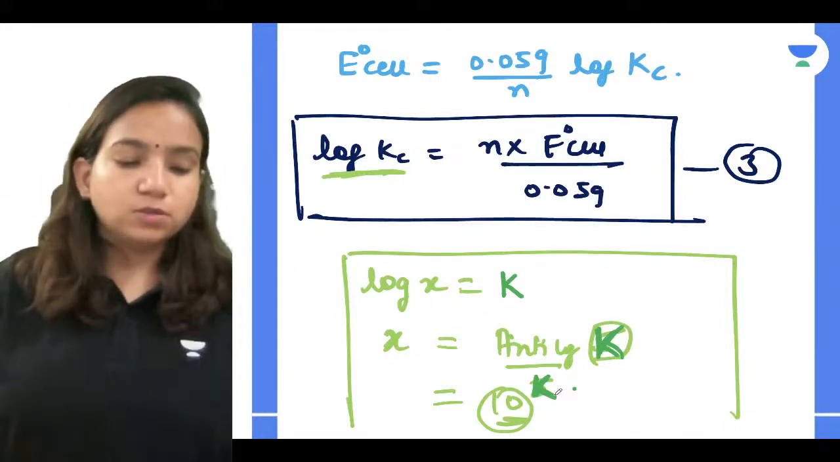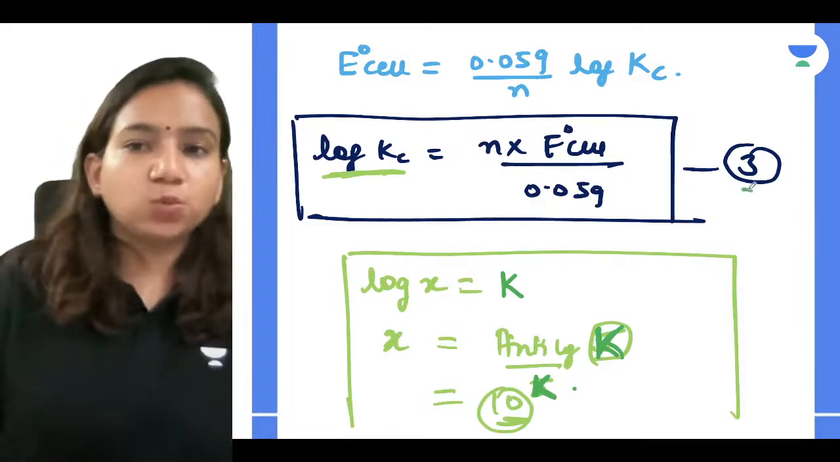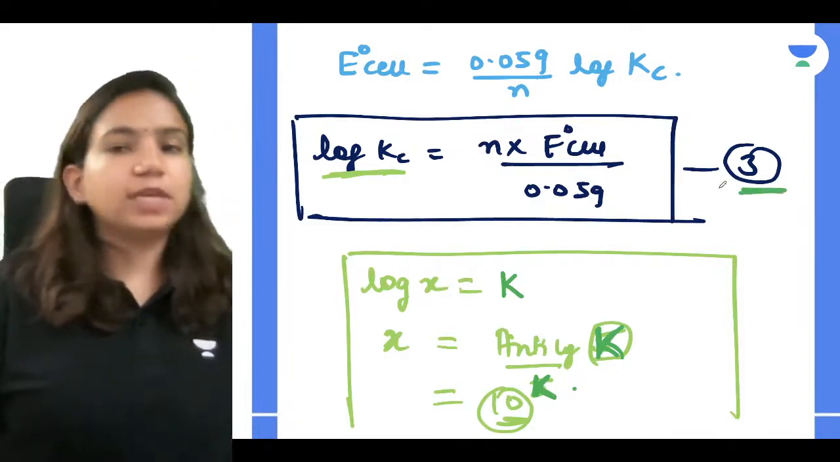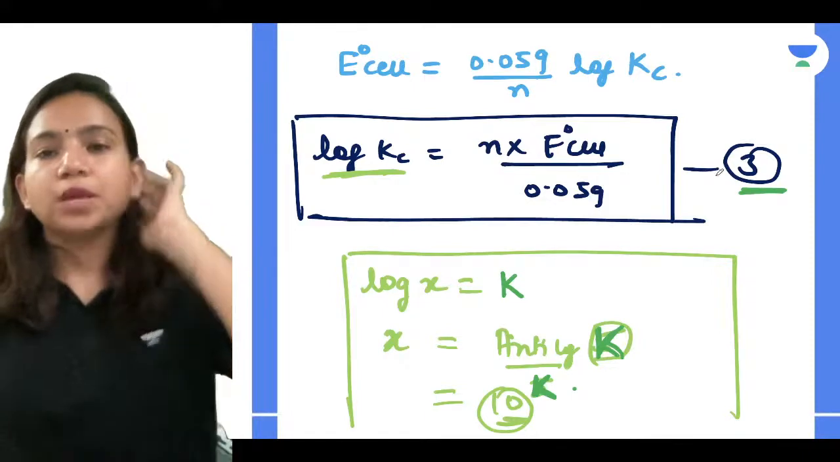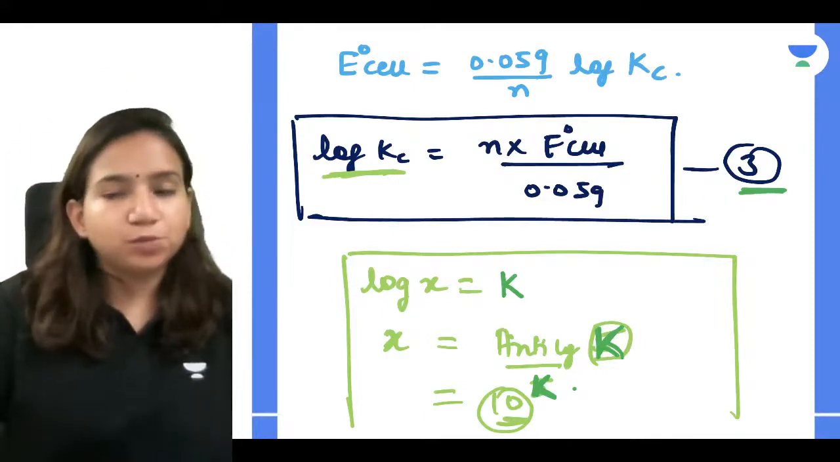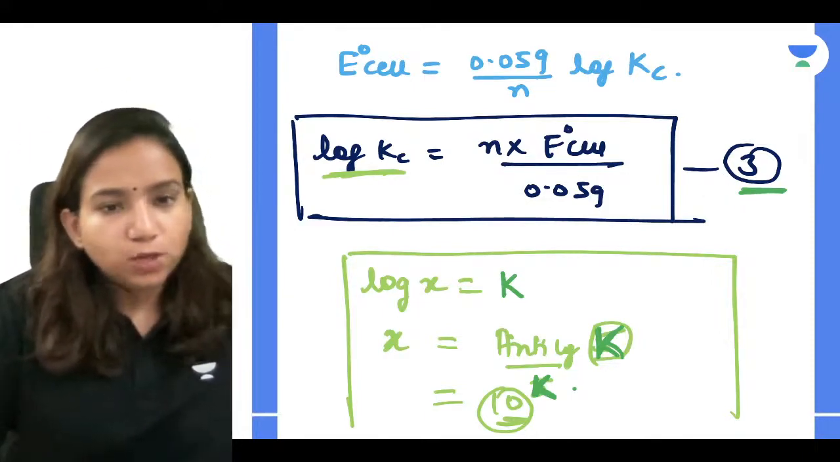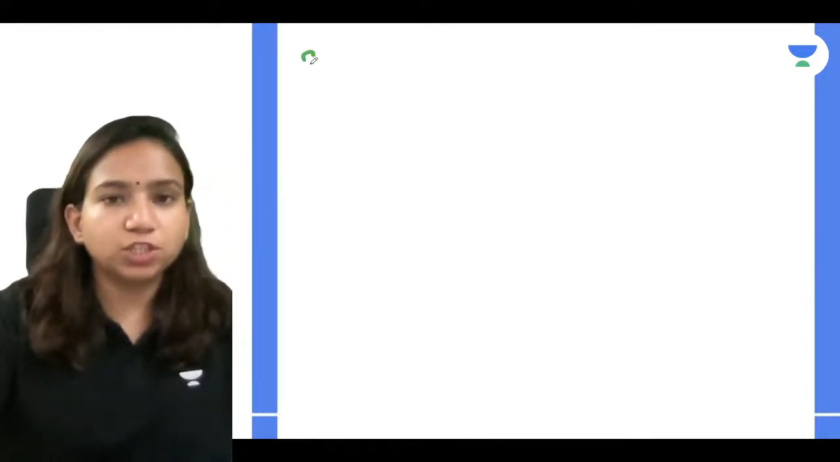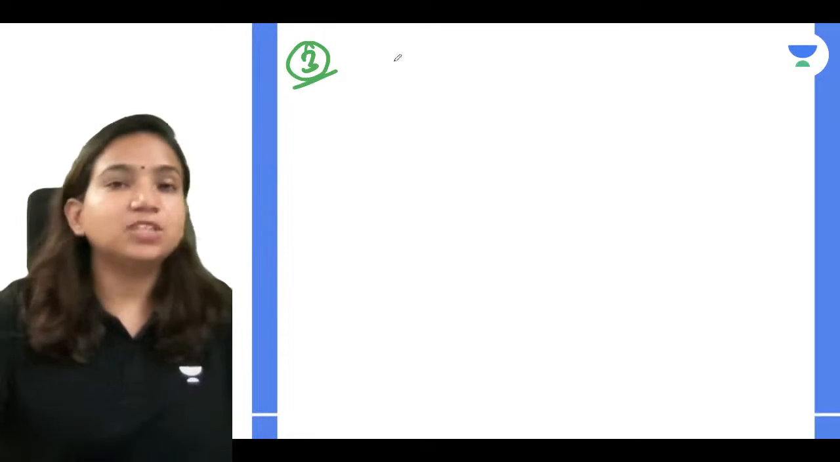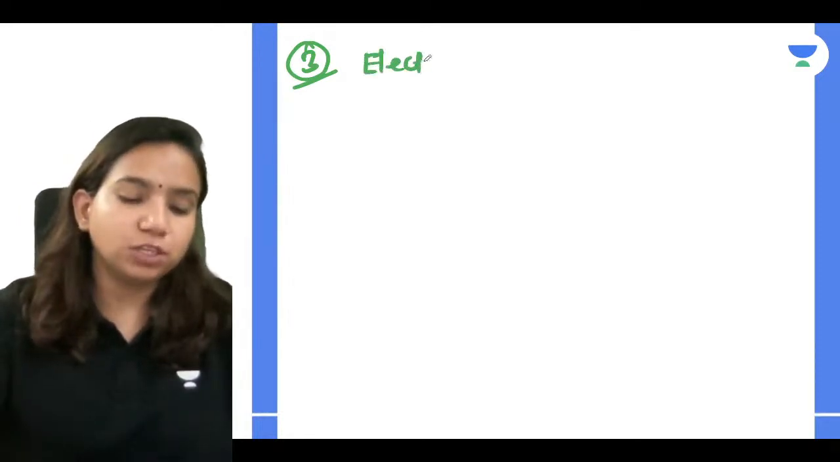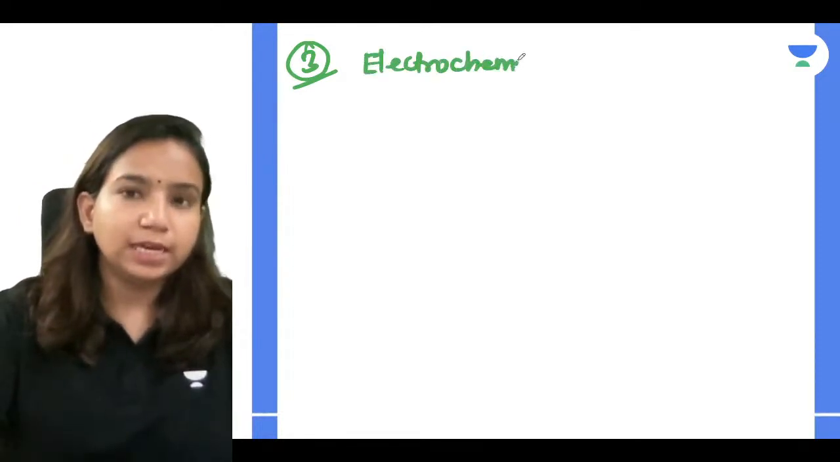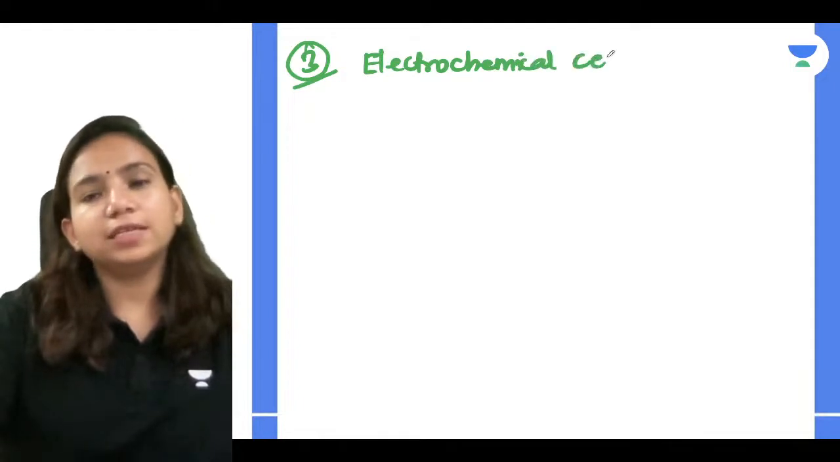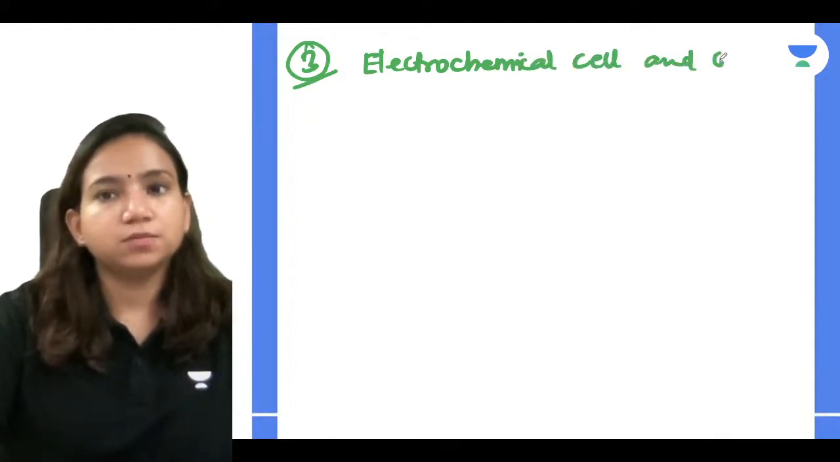Very good. This we have understood. So this is my equation 3. This is also telling us the relationship between E naught cell and Kc, the equilibrium constant. We'll be learning one more relation before talking about the numerical. So there is one more relation, guys. What is that? Electrochemical cell and Gibbs free energy.